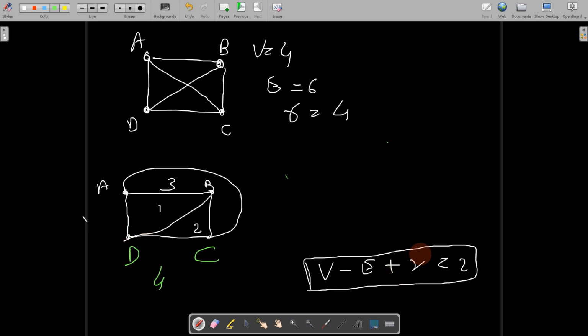If we increase the region by 1, the edges will also increase by 1. How can we do that? In this graph only, we introduce one more edge.